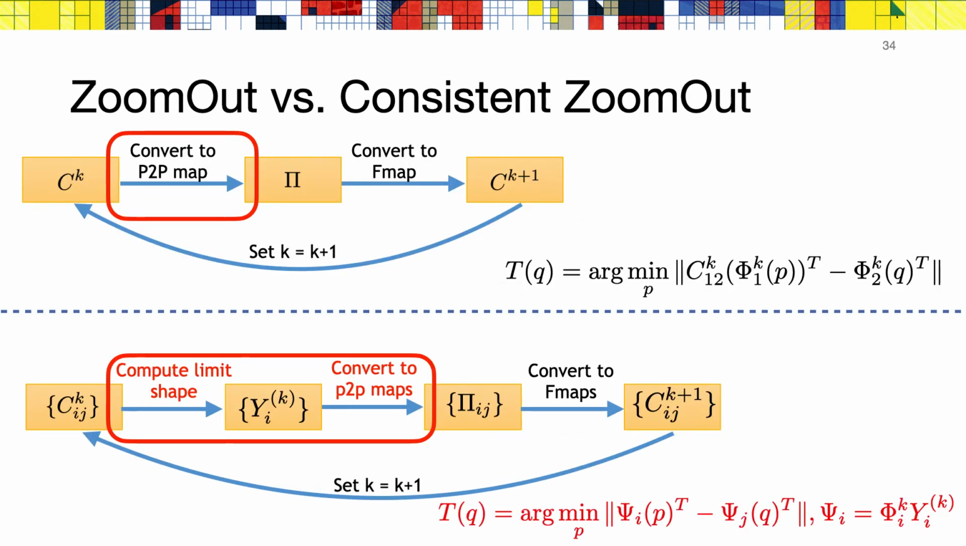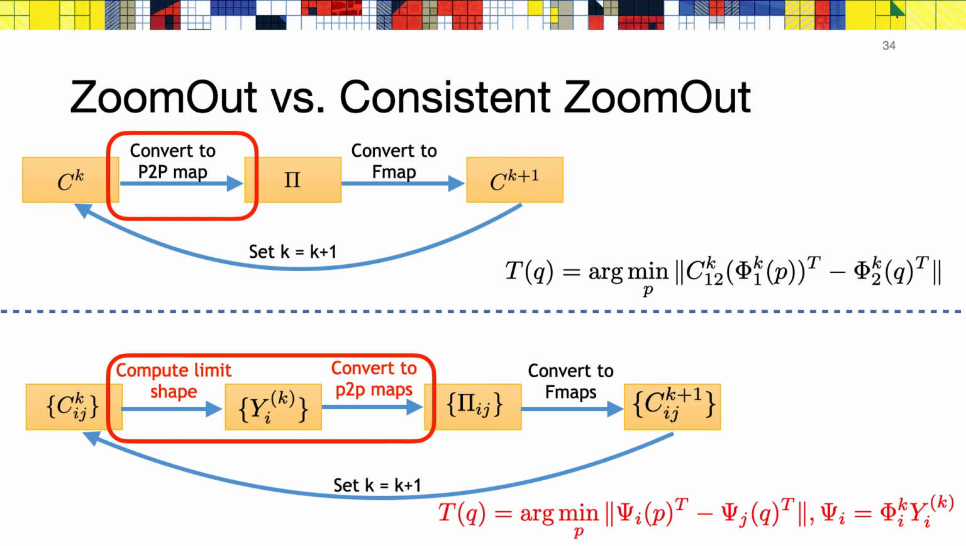The key difference between ZoomOut and Consistent ZoomOut is how we update the pointwise map. In ZoomOut, we compare the spectral embedding of S2 and that of S1 but modified by functional map C12, and then apply nearest neighbor search among these spectral features. Obviously, in this procedure, no information about the other direction of functional map C21 is used, let alone the other maps in the shape collection.